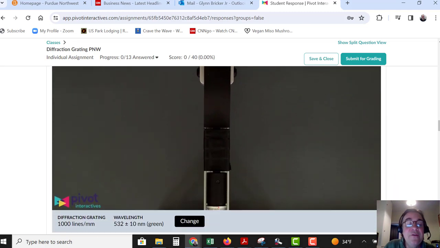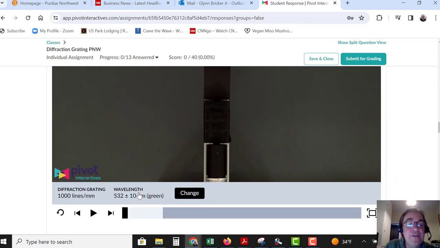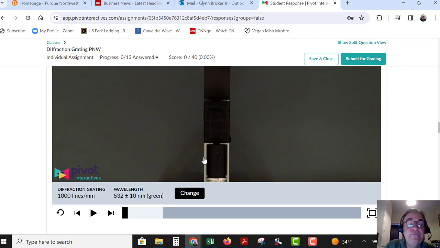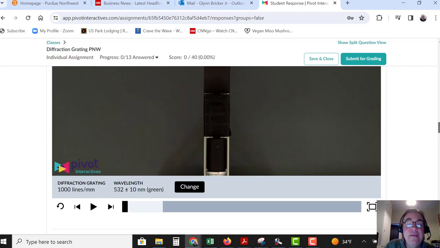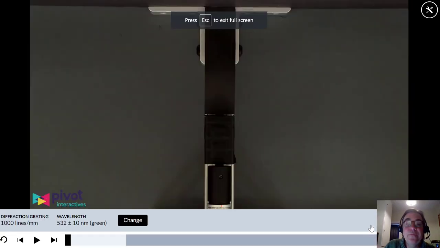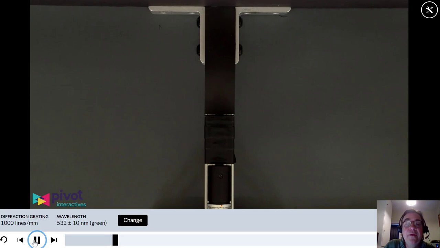Okay, so we've got another video here, and you can change things around. You could change the diffraction grating value. Again, that's not D. You've got to take the inverse of this to get D. Or you could change the wavelength around. So you've got all these different values here. Same idea. You could hit play and see what happens. Maybe I'll make it bigger, just so you see what it looks like again.